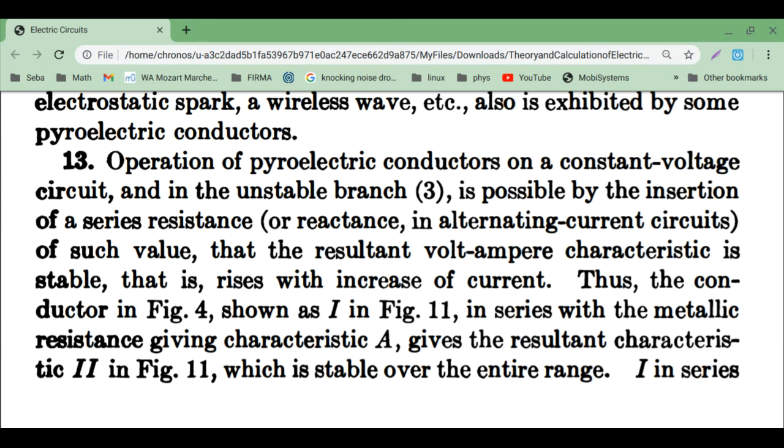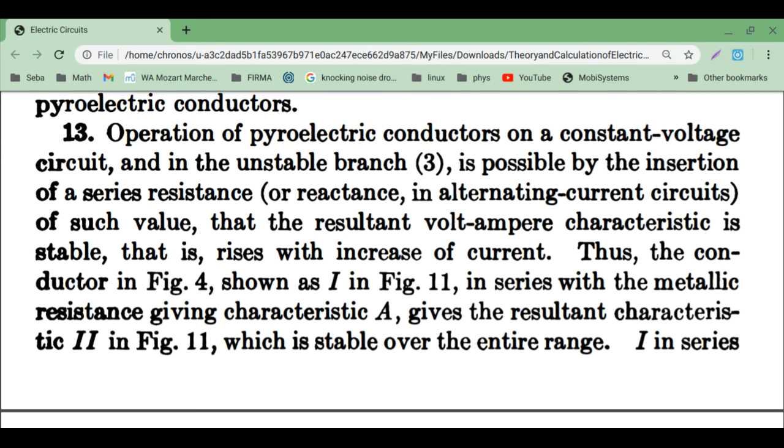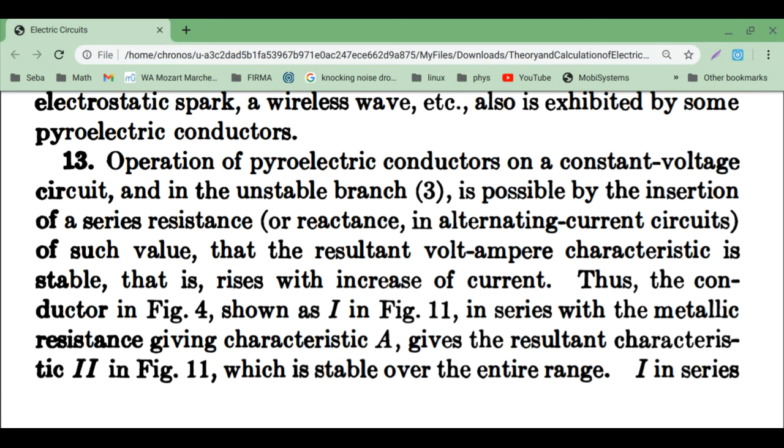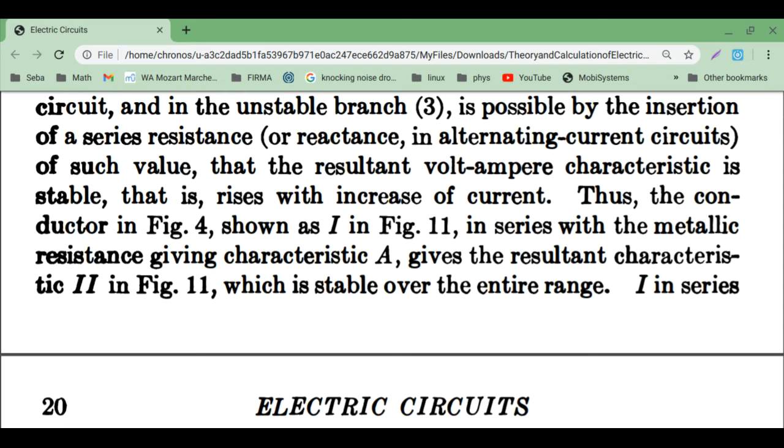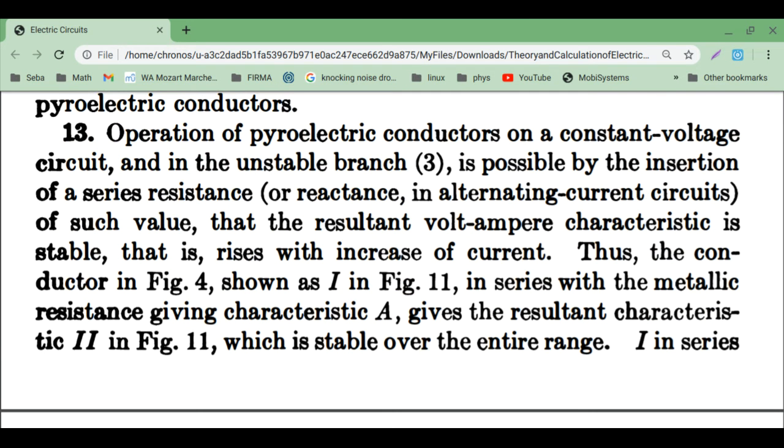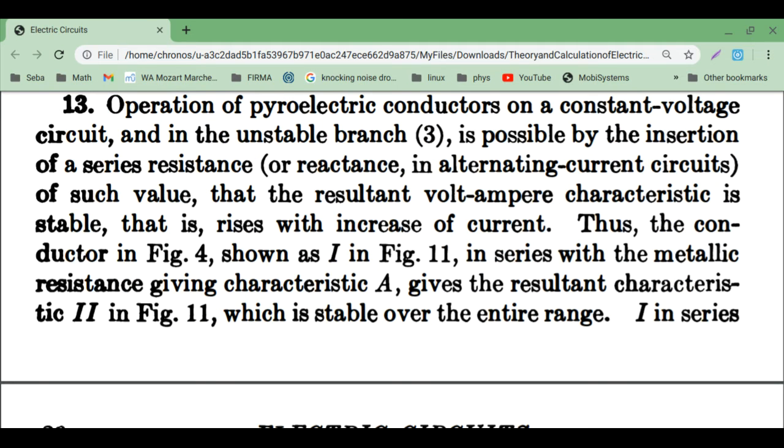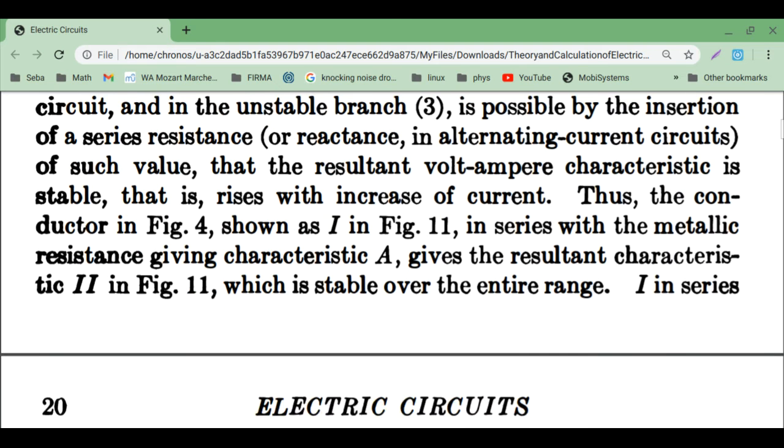Operation of pyroelectric conductors on a constant voltage circuit and in an unstable branch, number 3, is possible by insertion of a series resistance or reactance in alternating current circuits of such value that the resultant volt-ampere characteristic is stable, that is, rises with increase of current. Thus, the conductor in figure 4, shown as 1 in figure 11, in series with metallic resistance giving characteristic A gives the resultant characteristic 2 in figure 11.